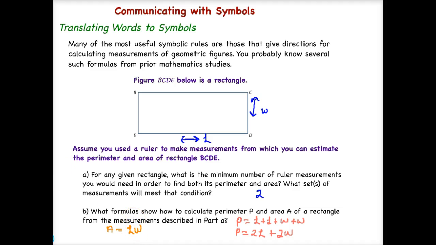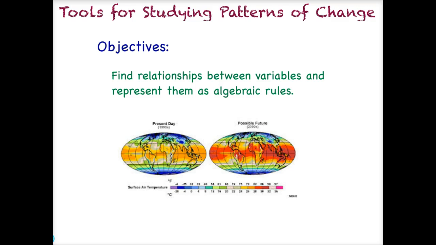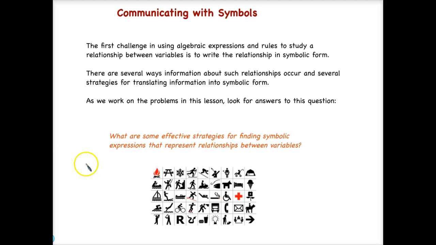And this concludes our lesson today on communicating with symbols and tools for studying patterns of change. So hopefully at the end of this now, you know some effective strategies for finding symbolic expressions that represent relationships between variables.